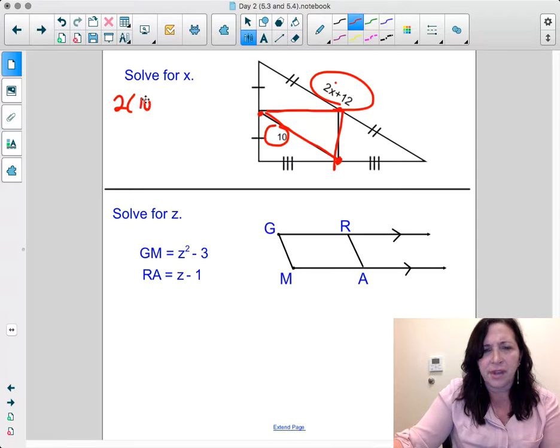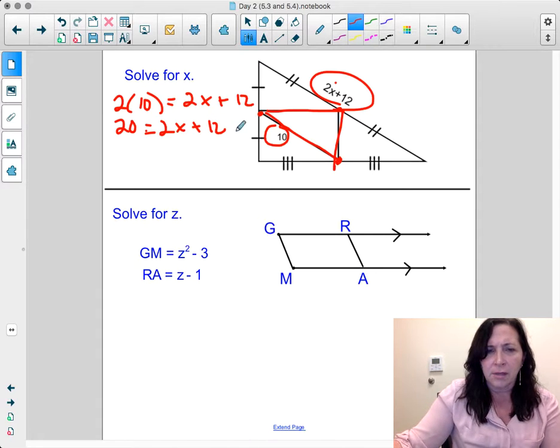So 2 times 10 is equal to 2x plus 12. We have 20 equals 2x plus 12. Subtract 12. We have 8 is equal to 2x. X equals 4.